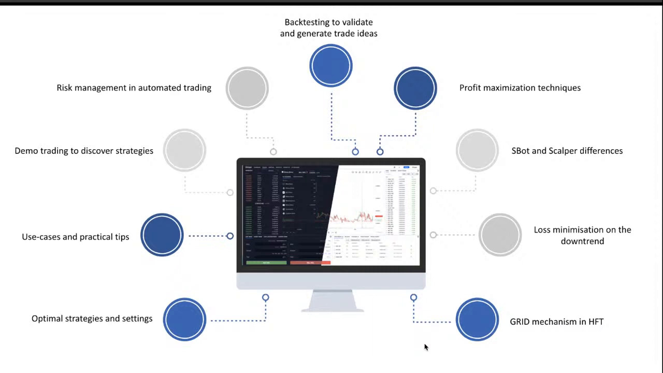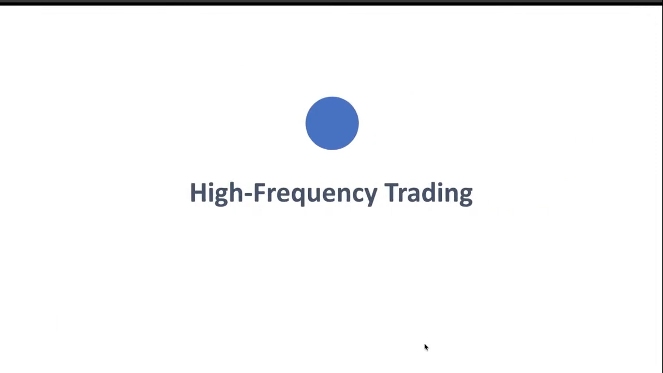Profit maximization techniques, SBot and scalper differences, loss minimization on the downtrend. Basically, that's hedging. So you will learn how to hedge regardless of the market formation. And the grid mechanism in high frequency trading will be explained to you. So first of all, we will start with the high frequency trading, which is the mechanism which is implemented in all of our bots.